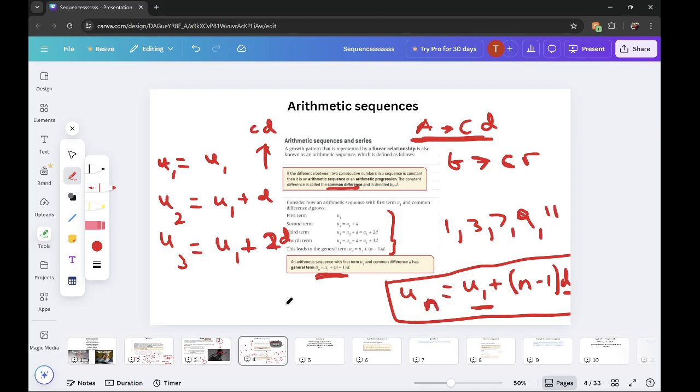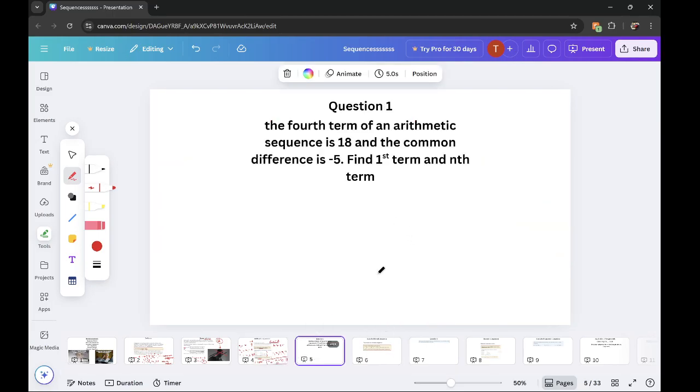So let's say you have an infinite sequence. Let's say this was infinite instead, and they could ask you to find the 1070th term. So you plug in, instead of n over here, you plug in 1070. And you plug in u1 and the common difference. That's how you'd use this equation. So this is an example question, and I want you to just take a minute to solve this if you can.